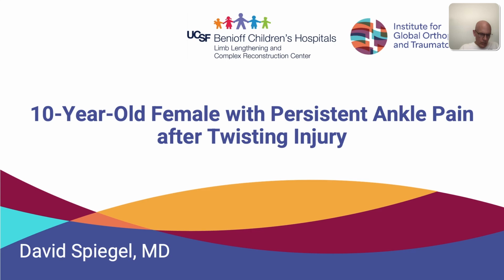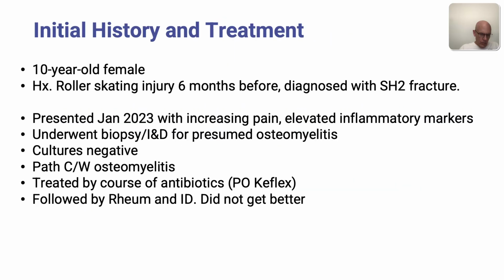Okay, another one. So here we go. A 10-year-old female, new slide. So history: injured roller skating, presumptively diagnosed with a fracture, treated as such at an outside institution, then came back to that institution with increasing pain. Labs were elevated. They did a biopsy. Cultures were negative, path consistent with osteomyelitis, treated with Keflex. They were seen by infectious disease and a rheumatologist at that institution, and no improvement in symptoms.